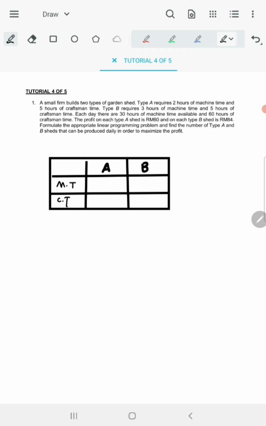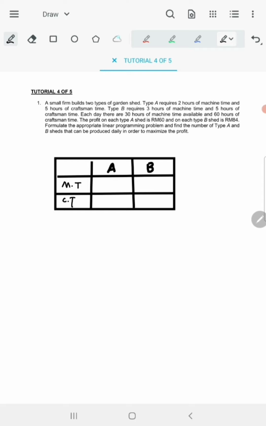So each day there are 30 hours of machine time available and 60 hours of craftsman time. The profit on each type A shed is 60 ringgit and on each type B shed is 84 ringgit. So formulate the appropriate linear programming problem and find the number of type A and type B sheds that can be produced daily in order to maximize the profit.